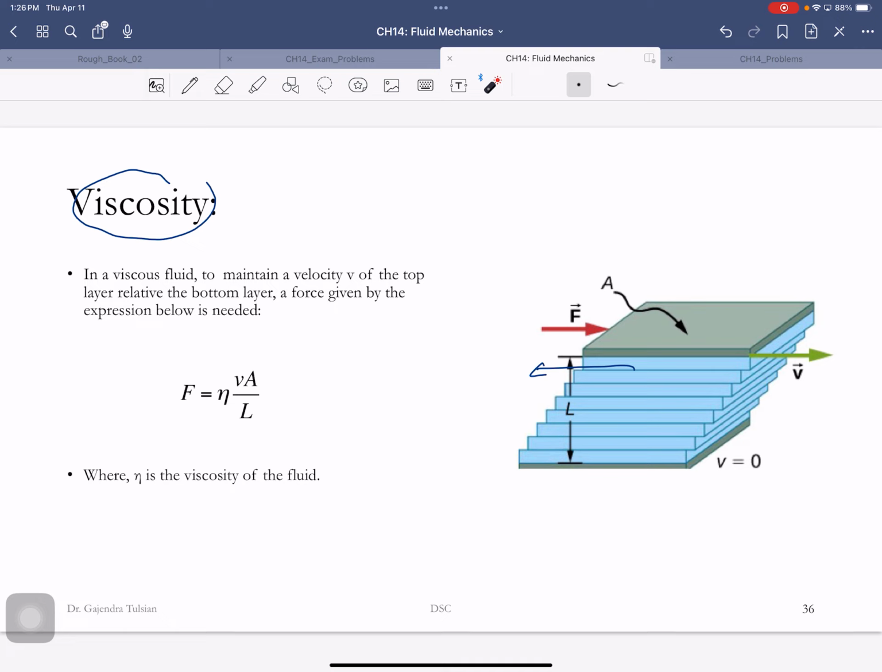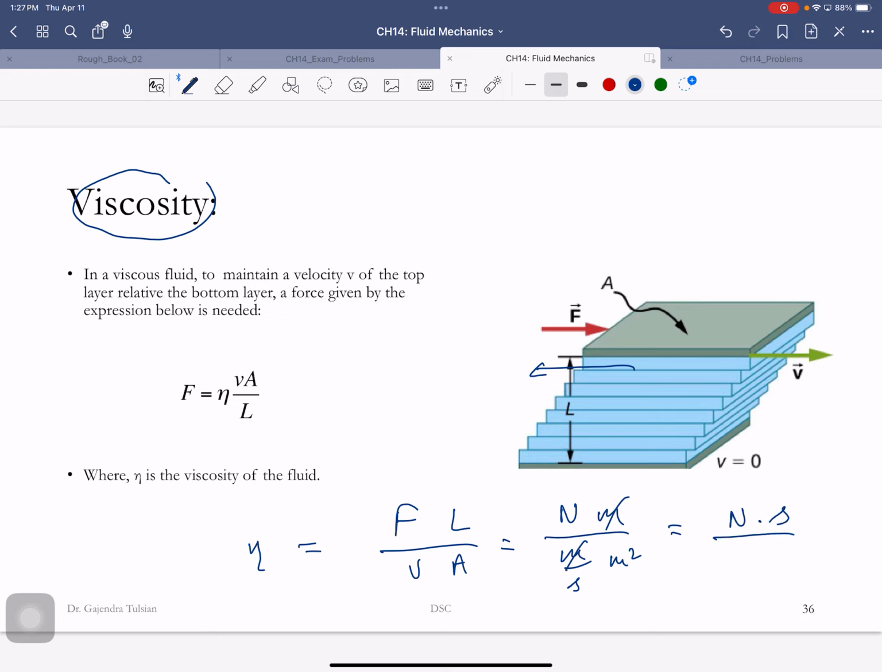Is that dimensionless? No, it's got dimensions, so you want to calculate the dimensions. F, L, V, area: Newton, meter, meters per second, meter square. So Newton seconds per meter squared.